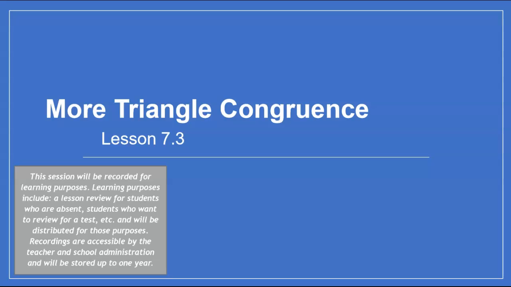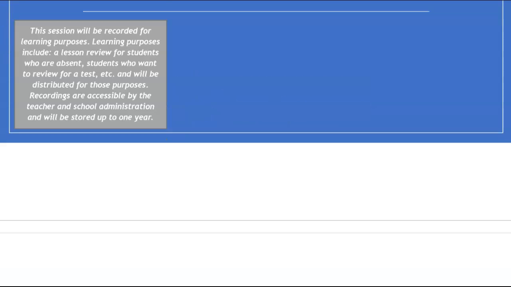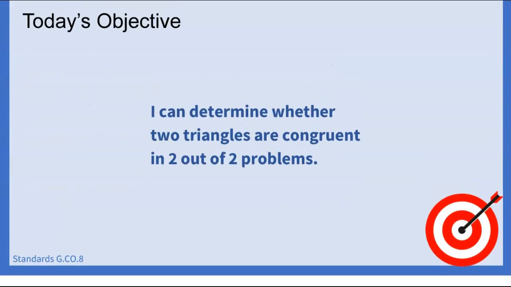Today we're going to be looking at more triangle congruence with a few more congruence rules. And our objective today is, again, I can determine whether two triangles are congruent in 2 out of 2 problems. So this is the same objective as in the last lesson. We're just going to expand on it a little bit.